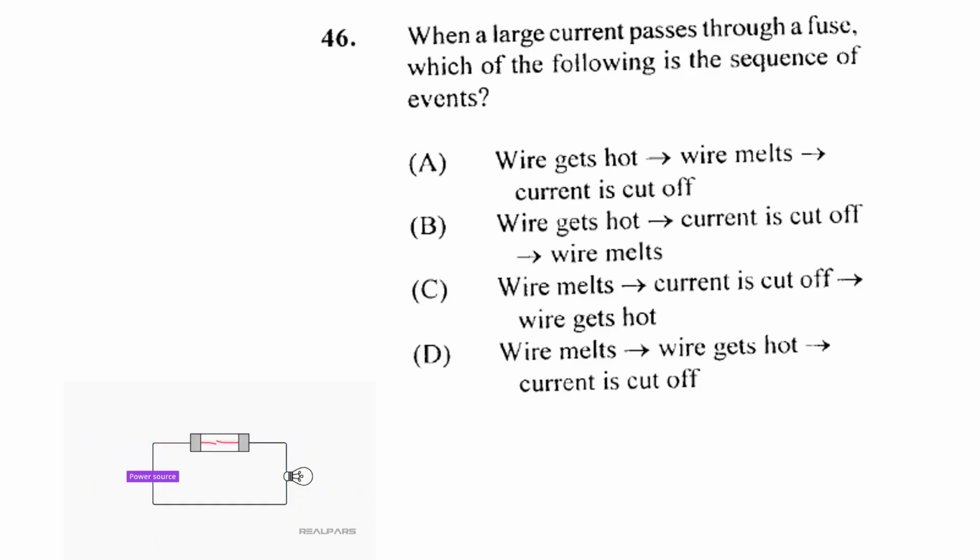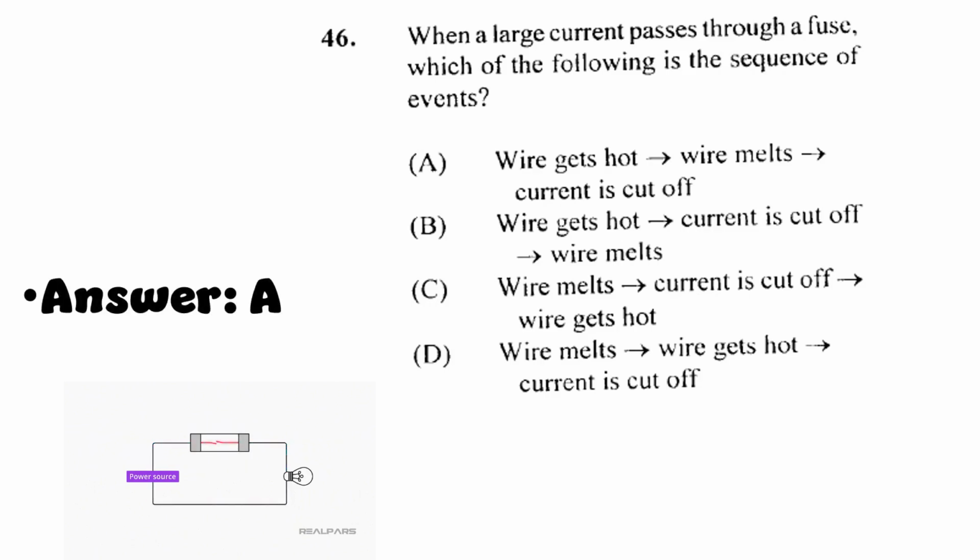So here we have to think, what is a fuse for again? It's a device to protect electrical equipment. How does it work? Well, if there's too much current flowing through it, the current will cause the wire to get hot first, which will then cause it to melt, and if it melts, it breaks the circuit so that the current is cut off.